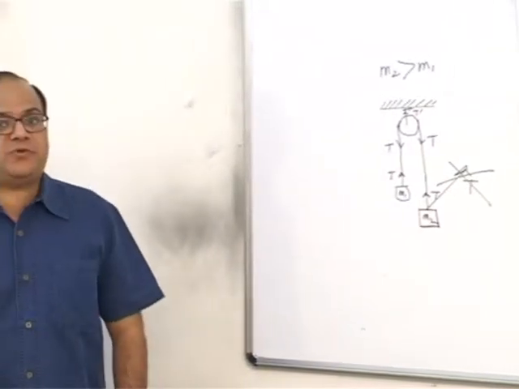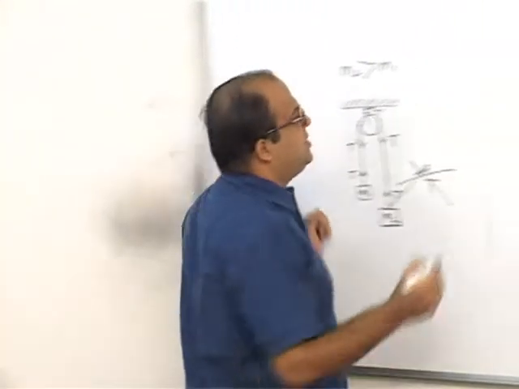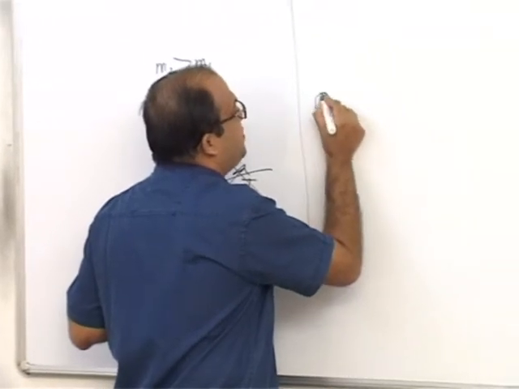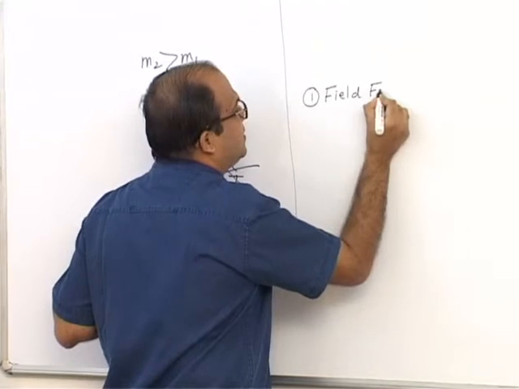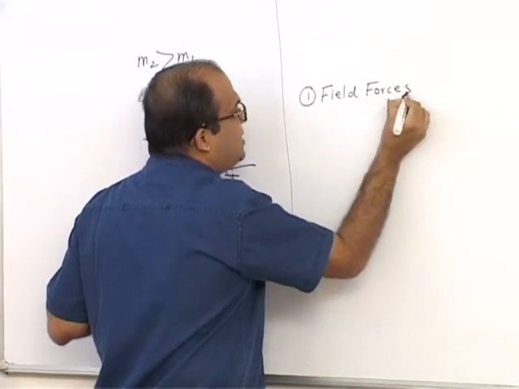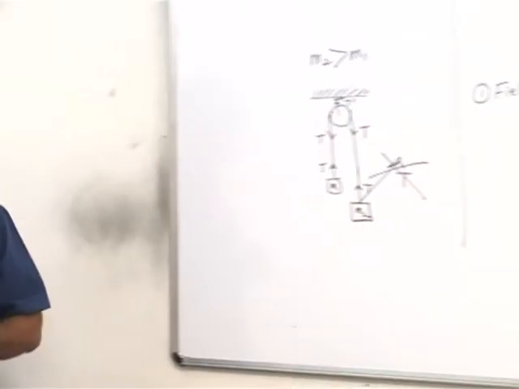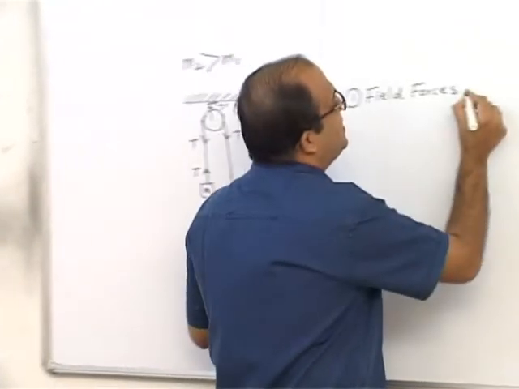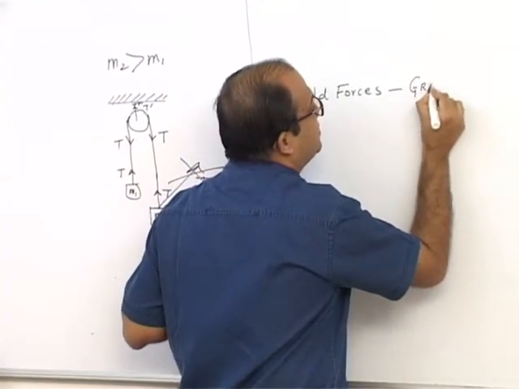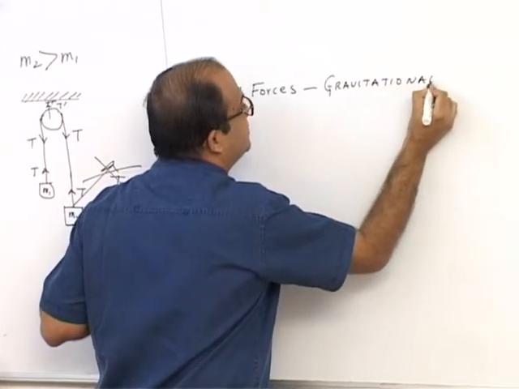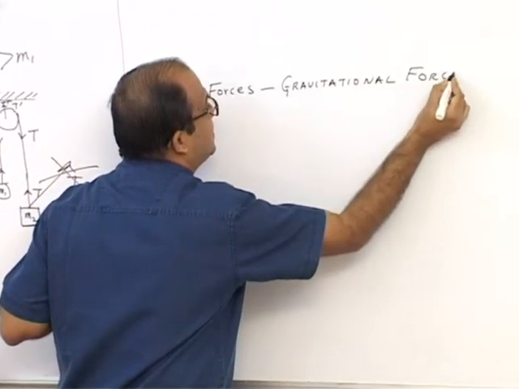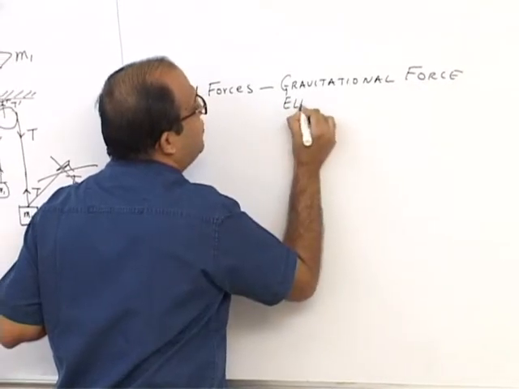Let's look at the various types of forces. The first kind of forces are field forces. For these to act, physical contact is not required. Example is gravitational force and electrostatic force.